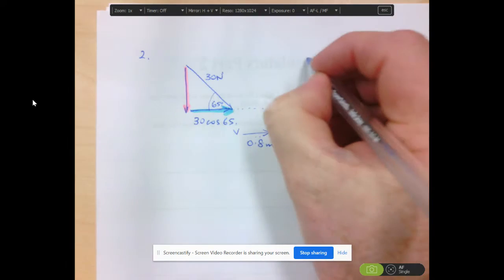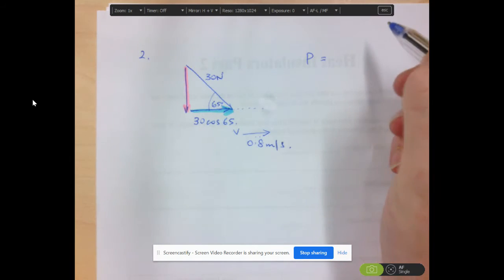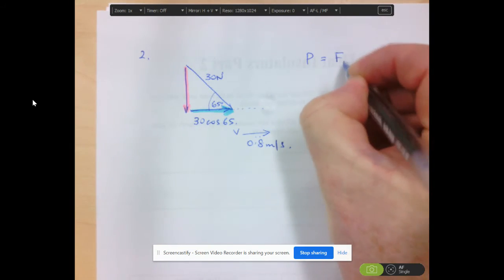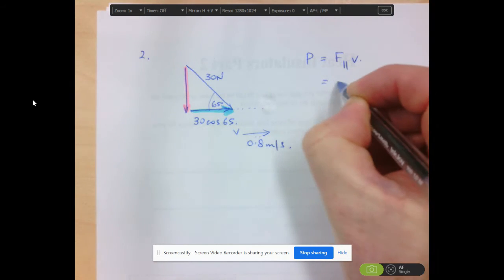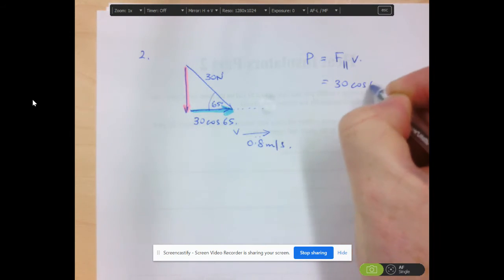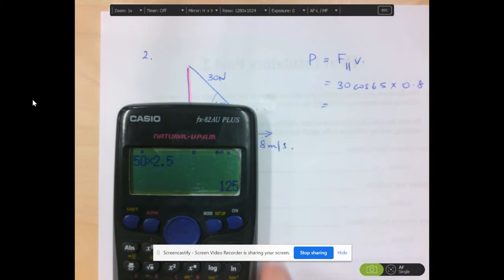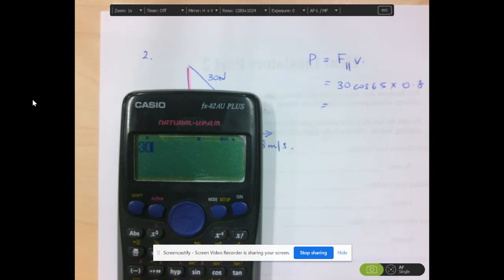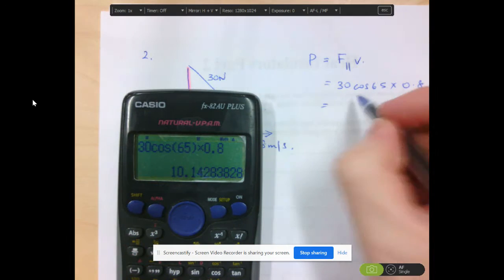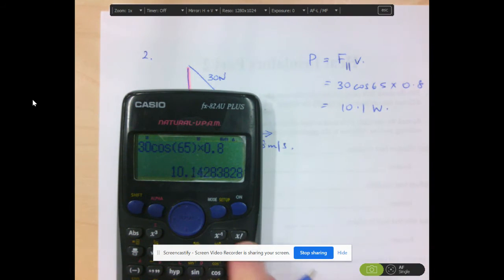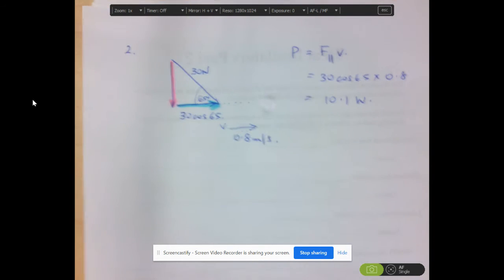Right, so the power generated by good old Jenny here is equal to force, which is parallel to the velocity, which is 30 cos 65 times 0.8. Calculating that, 30 cos 65 times 0.8 is 10.1 watts, 10.14 to be exact, but let's not quibble. Okay.